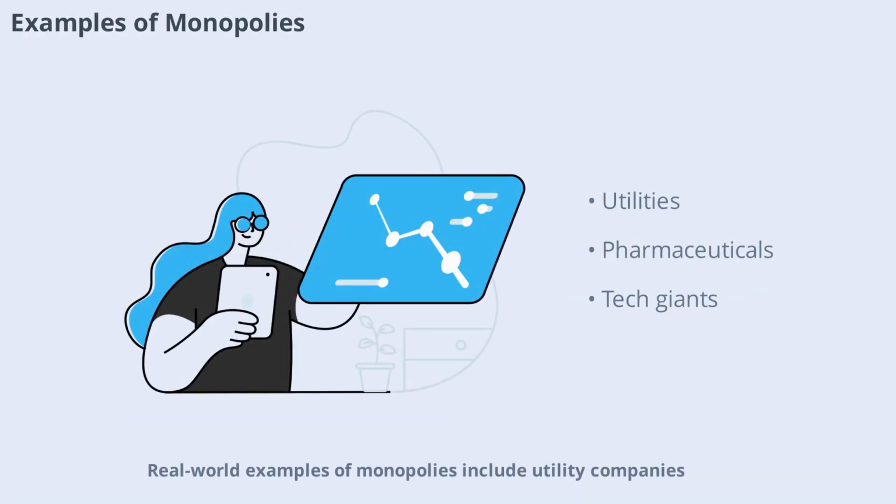Real-world examples of monopolies include utility companies, pharmaceutical firms with patent protection, and some tech giants. Each case demonstrates how monopoly power can lead to higher prices, restricted output, and the need for oversight to balance interests of consumers and producers.